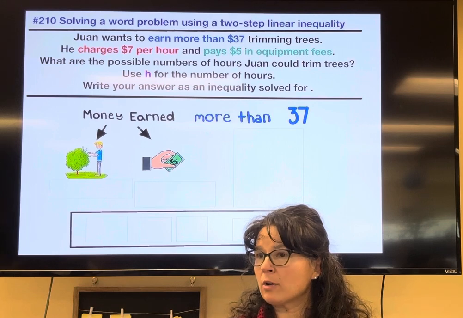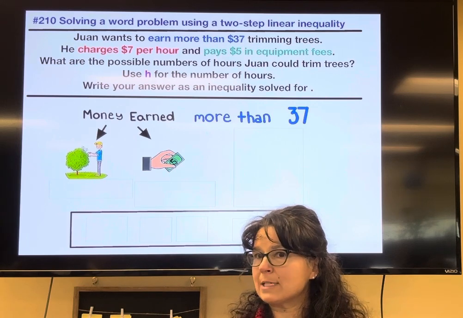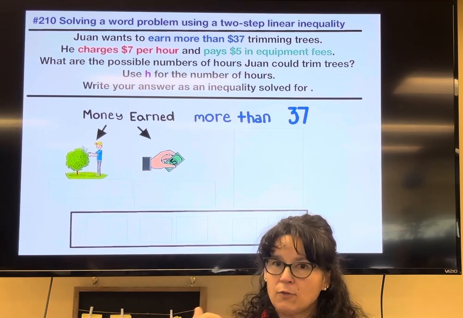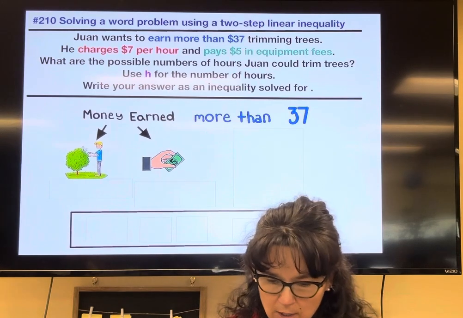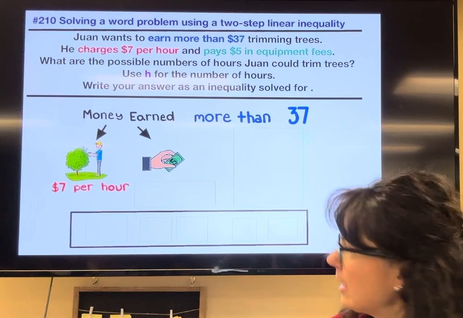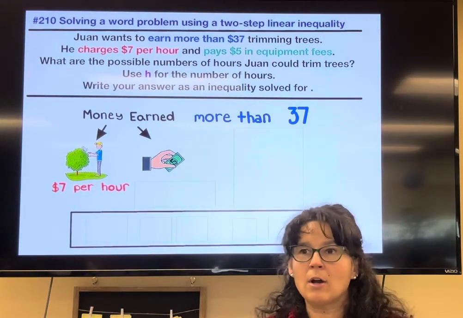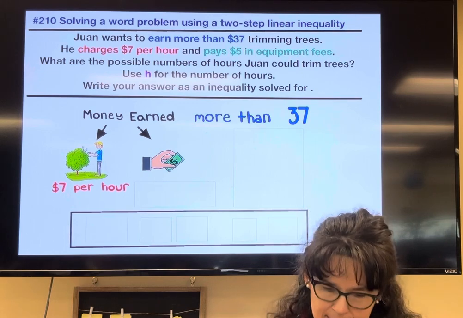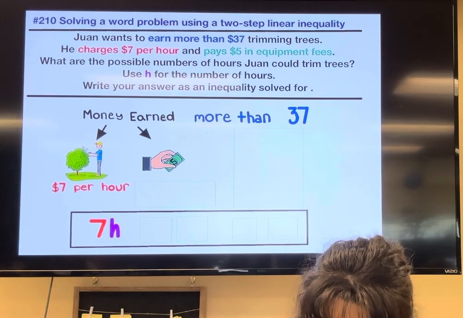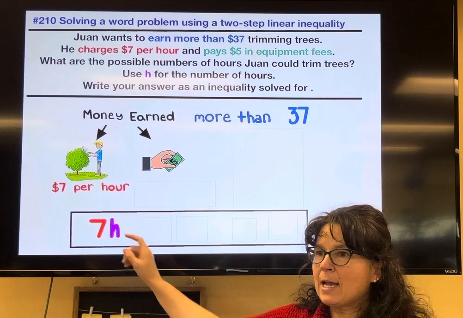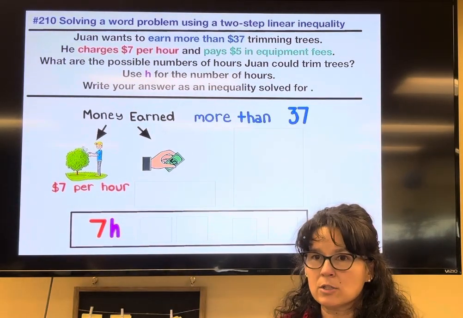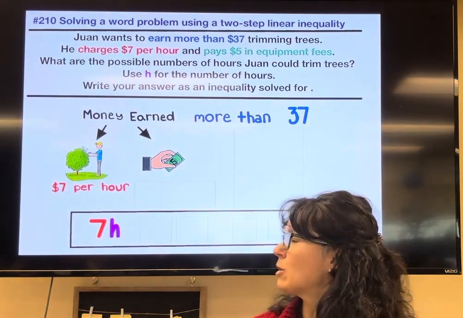So in 1 hour, it'll be 7. 2 hours, it'll be 7 times 2. 3 hours, 7 times 3. 4 hours, 7 times 4. So we want to take 7 and multiply it by the number of hours. So variable-wise, that's going to end up being 7 multiplied by h, so that I can put in 1 hour, 2 hours, 3 hours. Okay, but this is how much money is brought in.